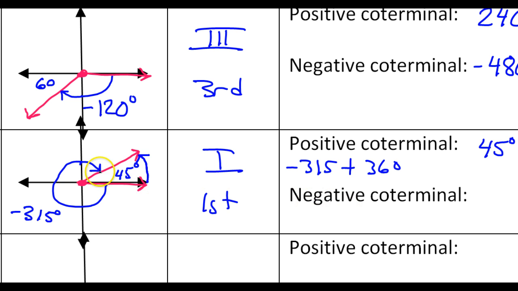A negative coterminal angle is going to be like continuing in the negative direction another 360 degrees. So that would be like going negative 315 degrees and then another negative 360.